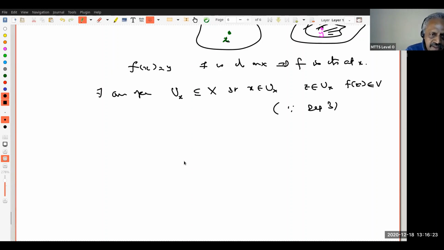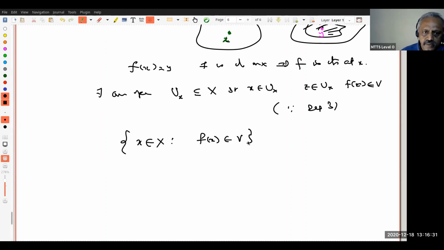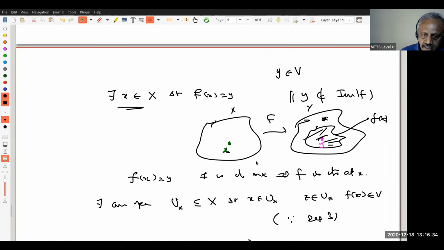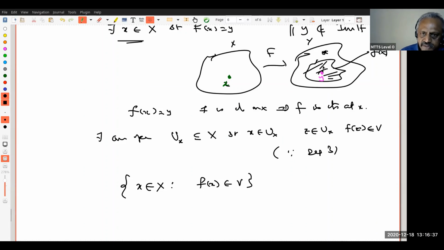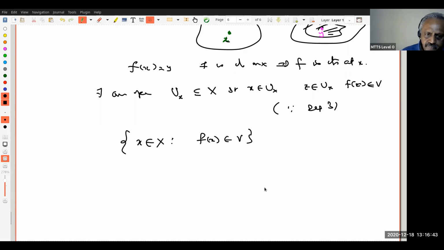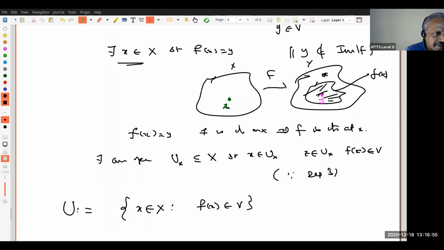Very good. Now let us look at the set of all x in capital X so that f(x) belongs to V. That's the condition we are looking at. I'm not claiming every point of V is in the image of f. It may or may not happen. Now call this set U. My U may be something like this. What does it mean? Every point here, its image will lie in V.